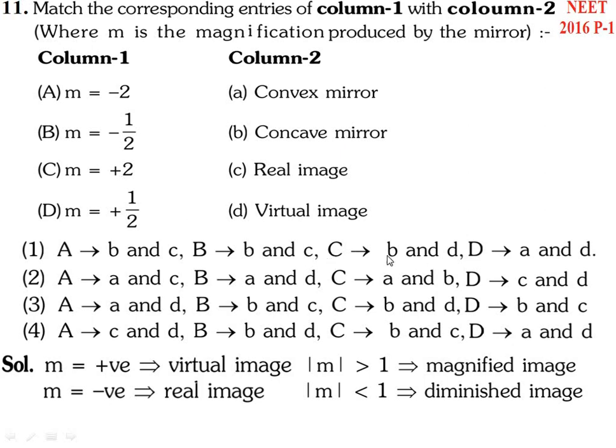So m is equal to +2 is concave mirror and virtual image, and m is equal to +1/2 is convex mirror and virtual image. So answer is the first one. A is B and C, B is B and C, C is B and D, and D is A and D.